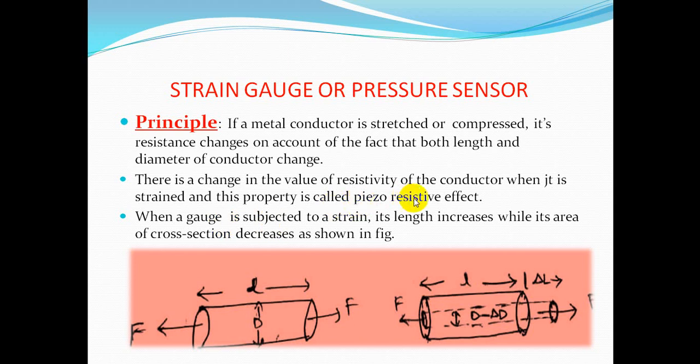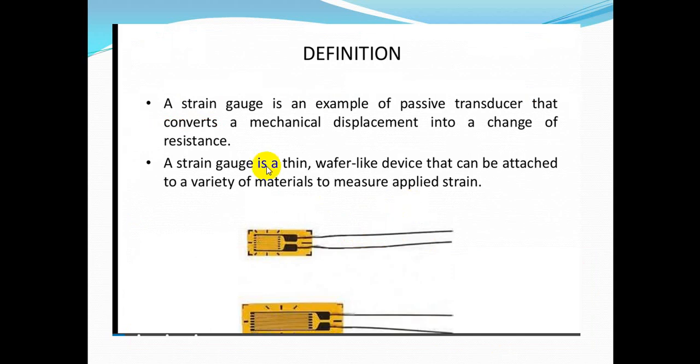Come to the piezoresistive effect. What is meant by piezoresistive effect? When the material undergoes strain, piezo means squeezing. When squeezing takes place, its resistance changes. That is called the piezoresistive effect. When the material undergoes either compression or stretching, that means squeezing, its resistance changes. That's why this effect is called the piezoresistive effect. Okay, clear?